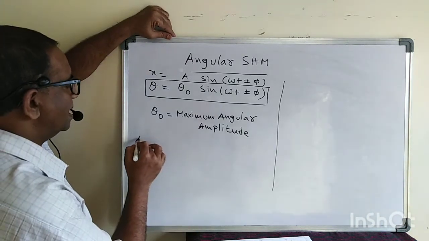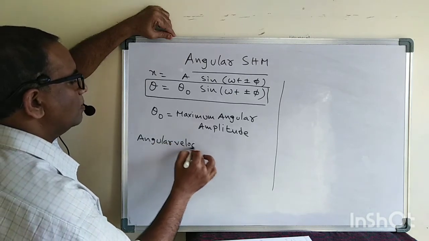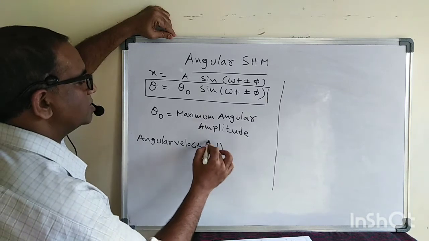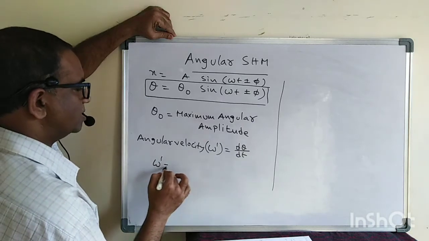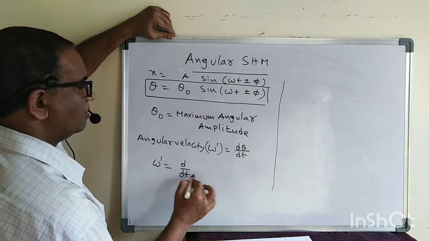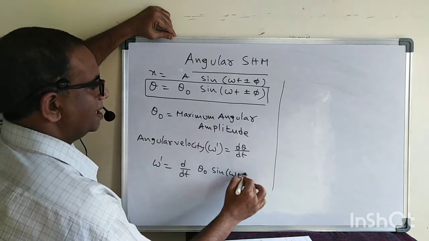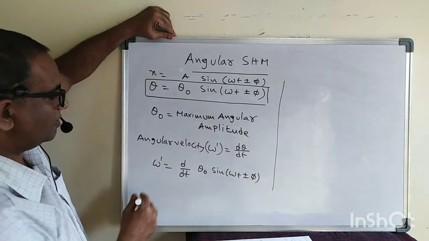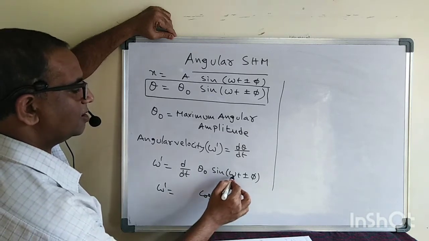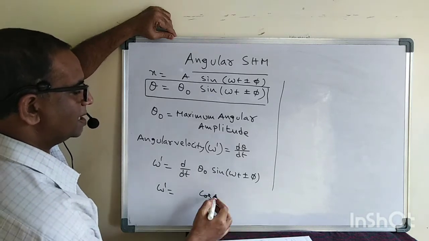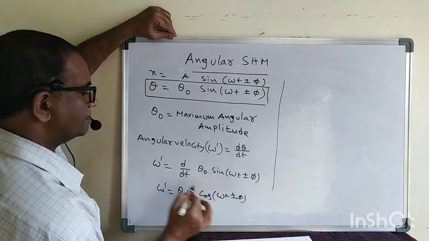So let us take the angular velocity, and let us call it omega dash. Omega dash is equal to d theta by dt. Therefore, here omega dash is the derivative of theta, which is theta naught sine omega t plus or minus pi. Therefore, what is omega dash here? The derivative of sine is cos, and the derivative of omega t is omega, so we get cos omega t plus or minus pi, and here theta naught into omega.